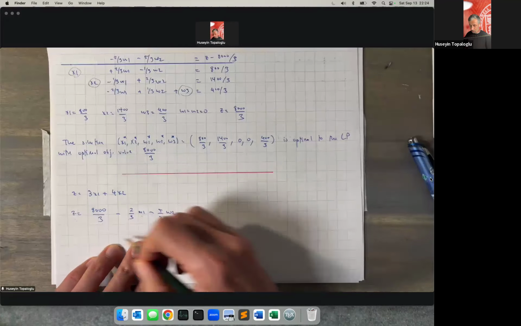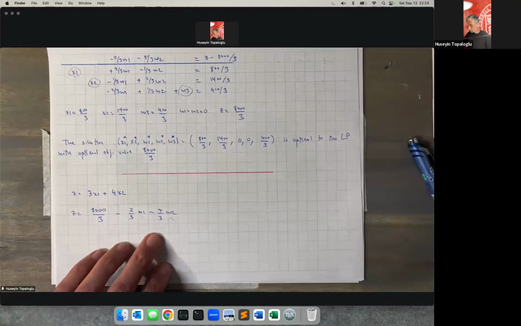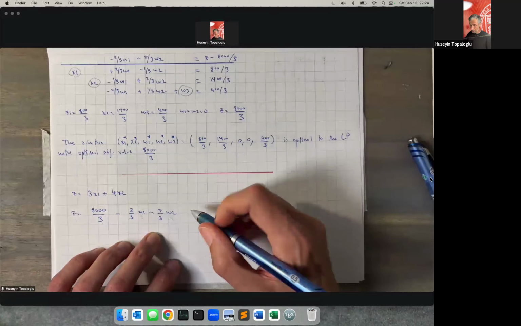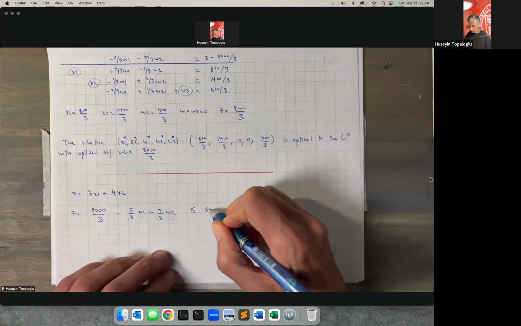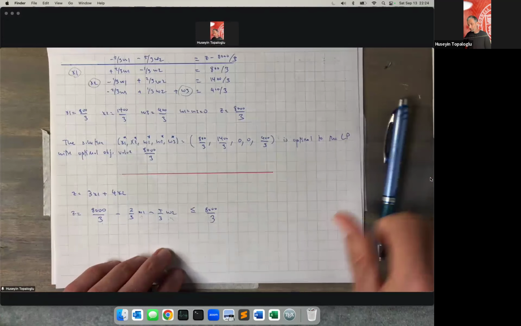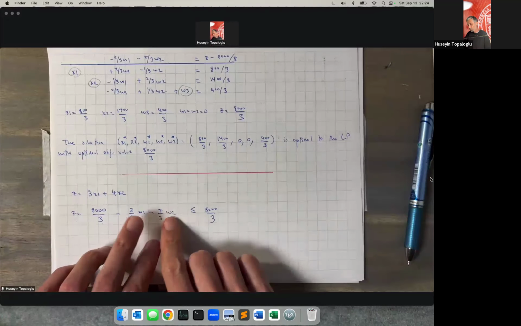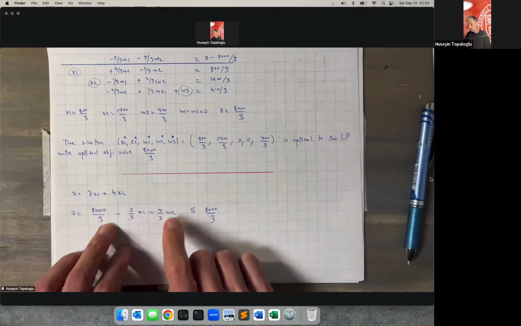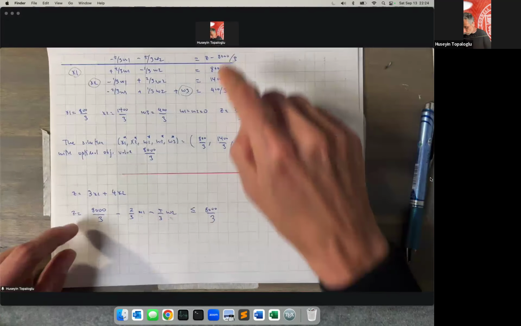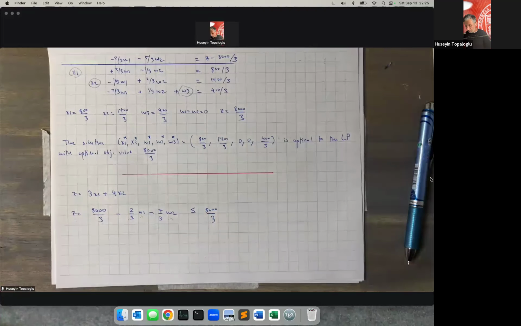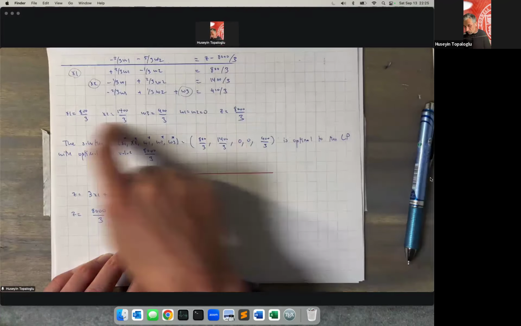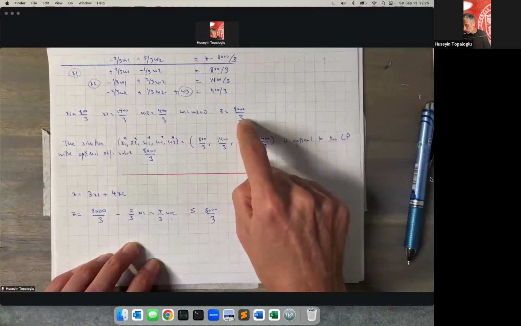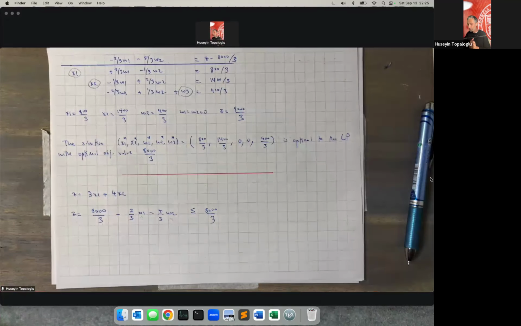So from this last objective function, we can conclude that my objective value is going to be at most 8,000 divided by 3, because my W's are going to take non-negative values. When my W's take positive values, the objective value is only going to get smaller. So from the last objective function rho, we see that the objective value can at most be 8,000 divided by 3. And in the last iteration, we got a solution that gives us an objective value of 8,000 divided by 3. Hence, it's got to be optimal.